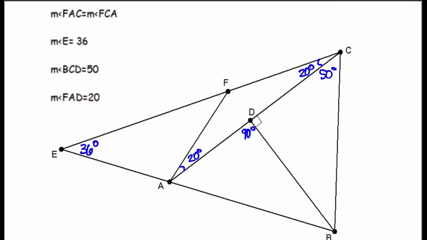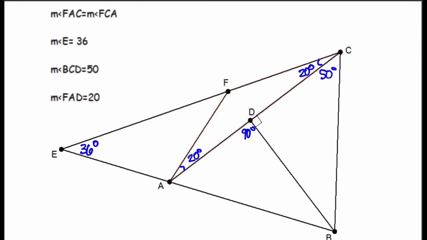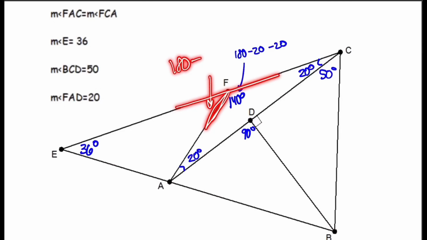And I need to work my way around the figure. Let's look for a triangle where we know two of the angles. This one right here, we know two of the angles. That one's 20, that one's 20. So to get this, we take 180 minus 20 minus 20. That's going to give me 140. These two are supplementary. There's a linear pair. That one there's going to be 180 minus 140. That's why that's 40.